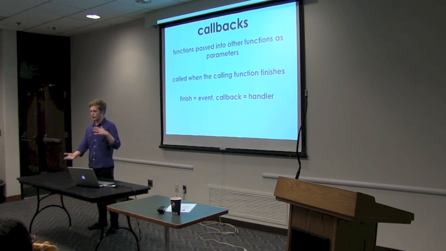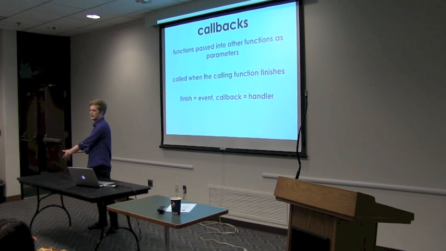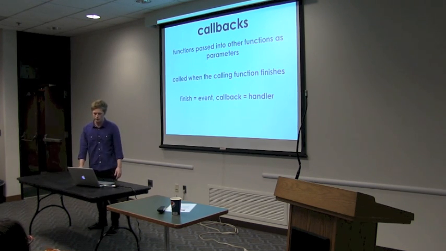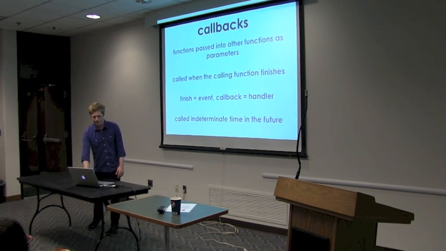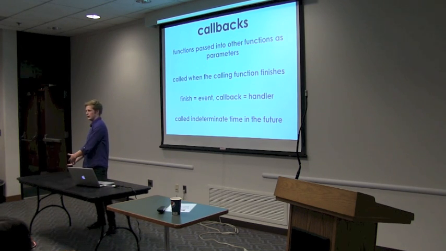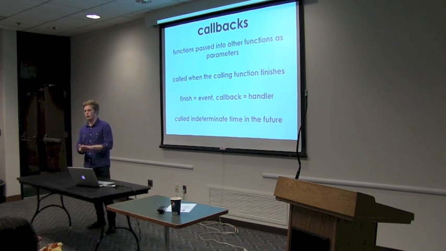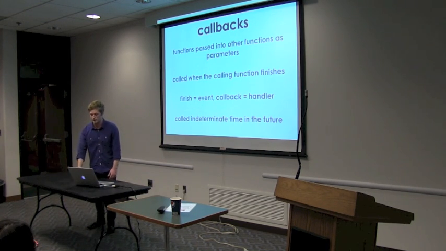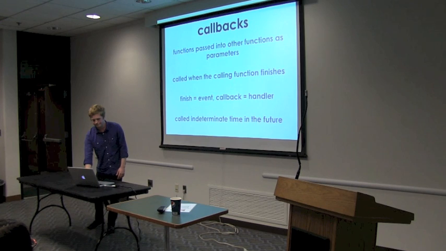The finishing of this function A is an event. Node detects that for us, and the callback that we give it is the event handler. Simple enough. And because it's called an indeterminable amount of time in the future, we don't know when function A is going to finish. We just know that at some point it will be done, we'll call function B, and our event will fire off. That's why it's asynchronous. That's what we mean when we say that Node.js is asynchronous.